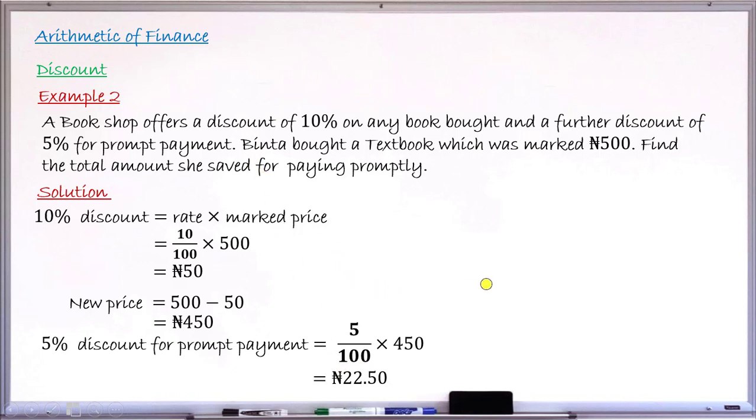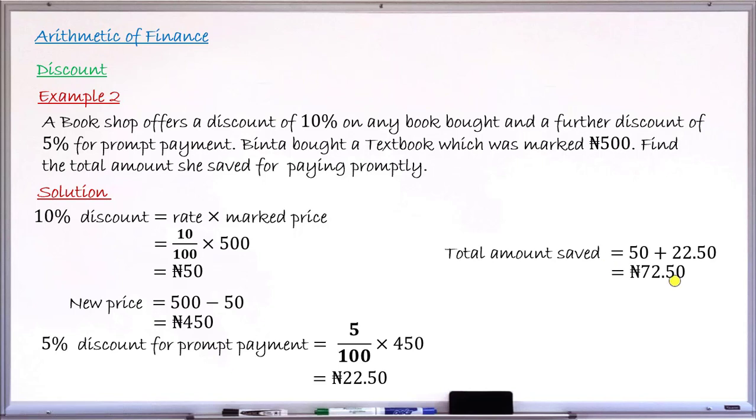So we can now find her total money that she's going to save. She's going to save this 50 naira for general discount, and she's going to save this 22 naira 50 kobo for paying promptly. So let me add those two discounts. So we now add those two amounts. If you do this addition correctly, you now have 72 naira 50 kobo. This is the money that Binta is now going to save.